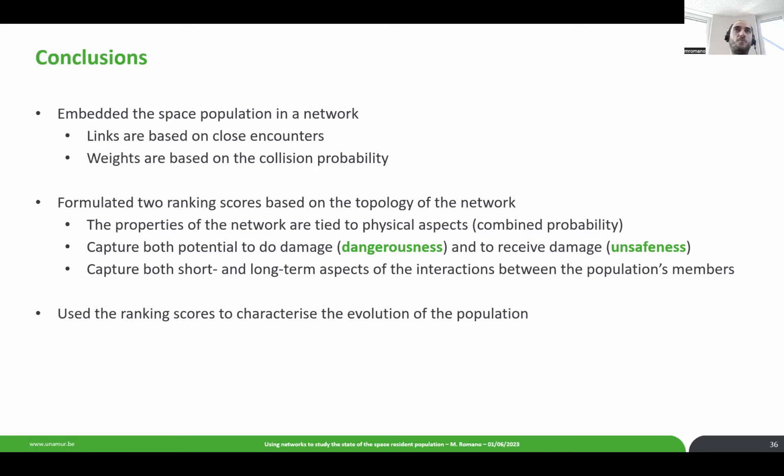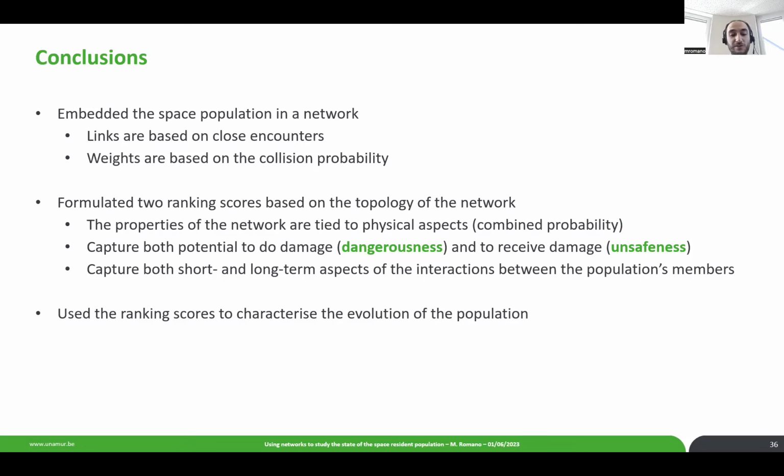So we can go from objects in space that have gone their orbits and don't affect each other, but simply pass close to each other with a risk of collision, to a network that visualizes the interactions between these objects.